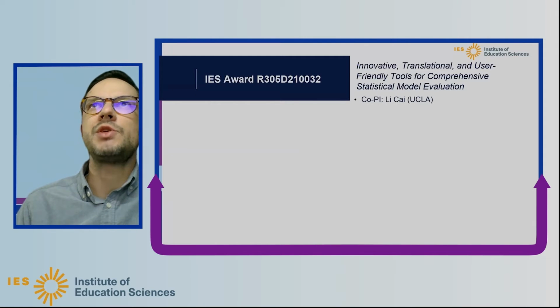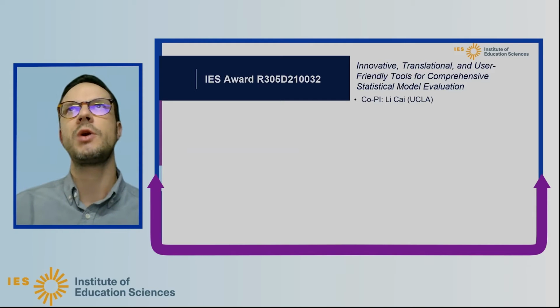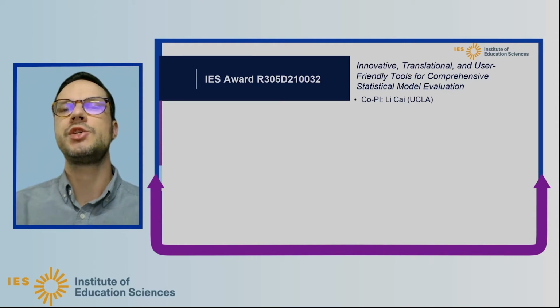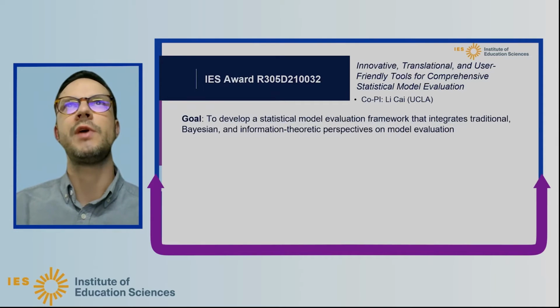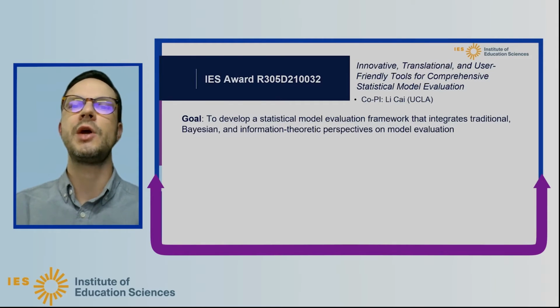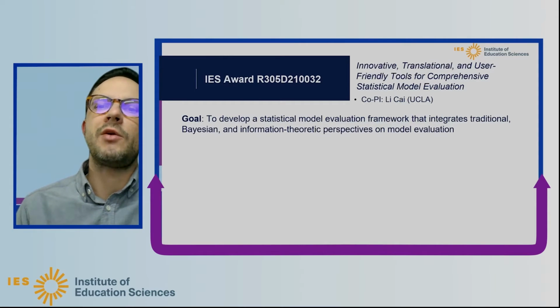I know I'm running out of time, so just very quickly, I want to talk about the IES award that is related to this work. It's titled Innovative, Translational, and User-Friendly Tools for Comprehensive Statistical Model Evaluation, developed with my co-PI Lee Tsai at UCLA. And our goal is to develop a statistical model evaluation framework that integrates these traditional, Bayesian, and information theoretic perspectives on model evaluation.